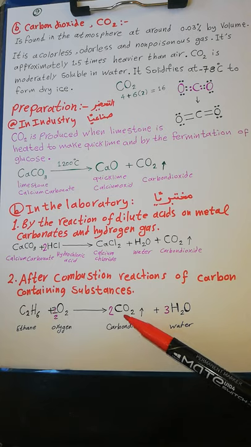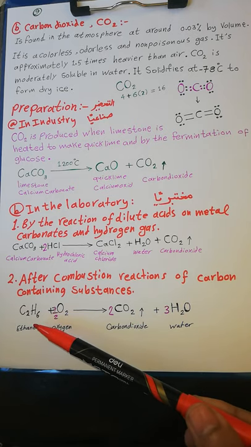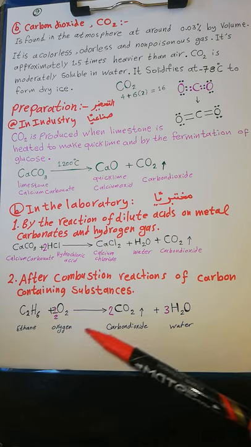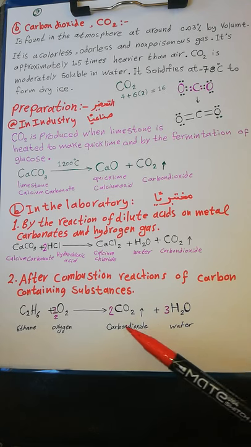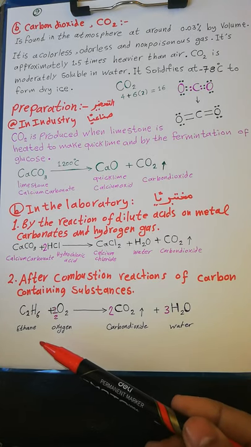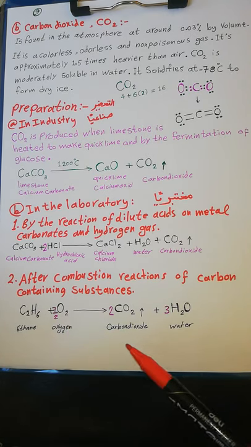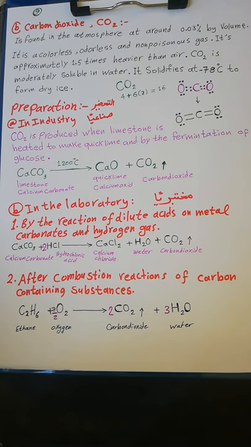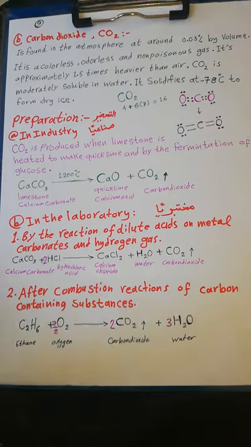CO2 is a main product, and water. Main product means the main product when burning hydrocarbon compounds containing carbon. The main products of burning are water and CO2. CO2 is my compound. So when we burn ethane plus O2, the products are carbon dioxide and water. Let's solve this equation on another sheet.